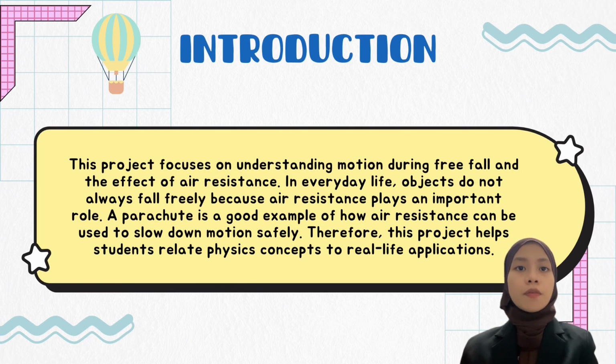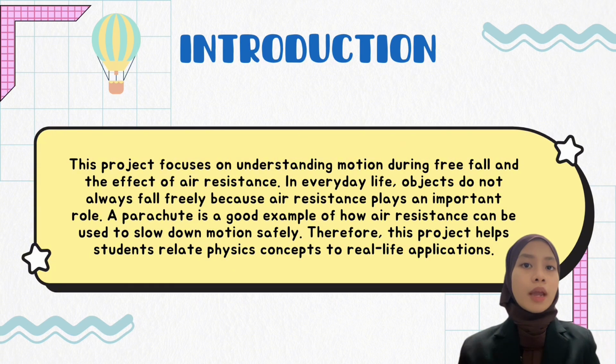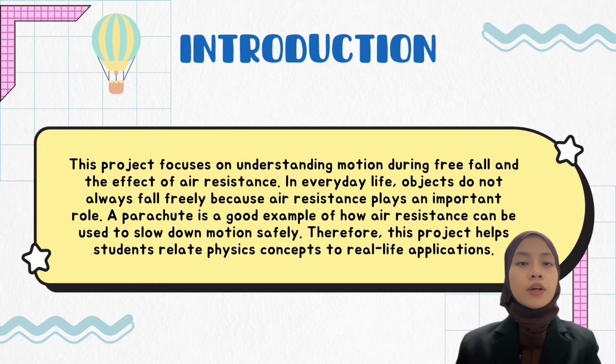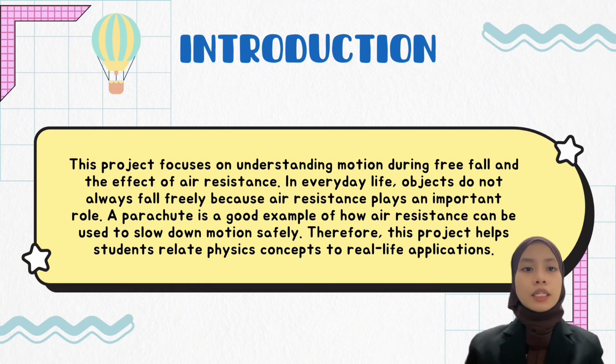This project focuses on understanding motion during free fall and the effect of air resistance. In real life, objects do not fall freely because air resistance slows them down. A parachute is a great example of how air resistance can be used for safety. So, through this project, we can connect physics concepts to real-life applications.